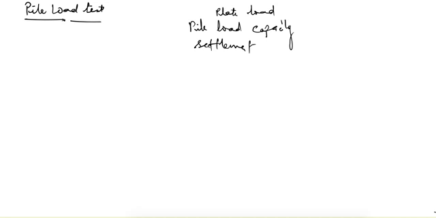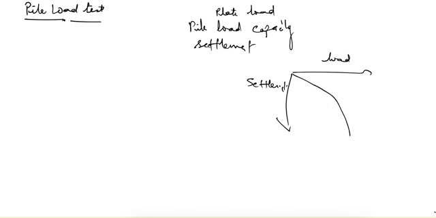Similar to the plate load test, here also we will plot the graph between load and settlement. It will be something like this, depending upon the soil. Using this graph we can find out the load at a particular settlement, or we can calculate the ultimate load by using some technique. So this is the purpose of this test.